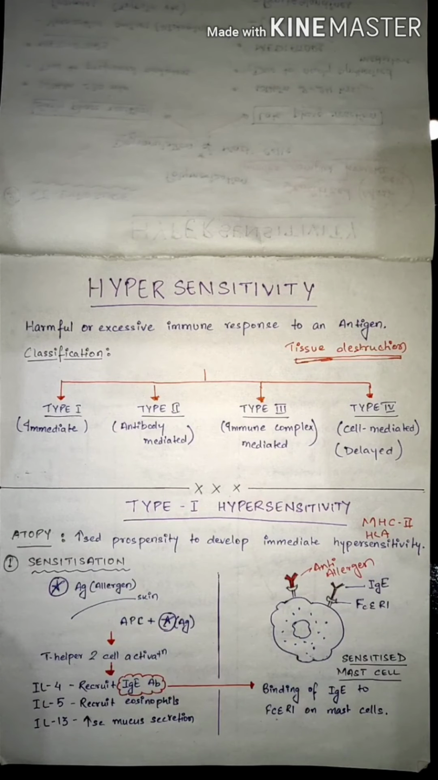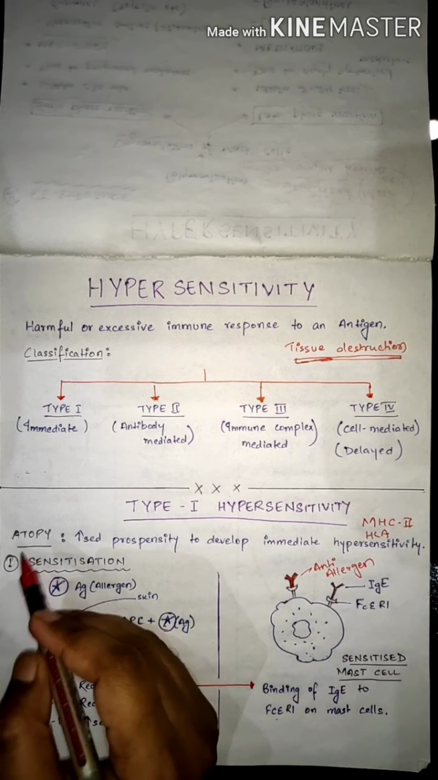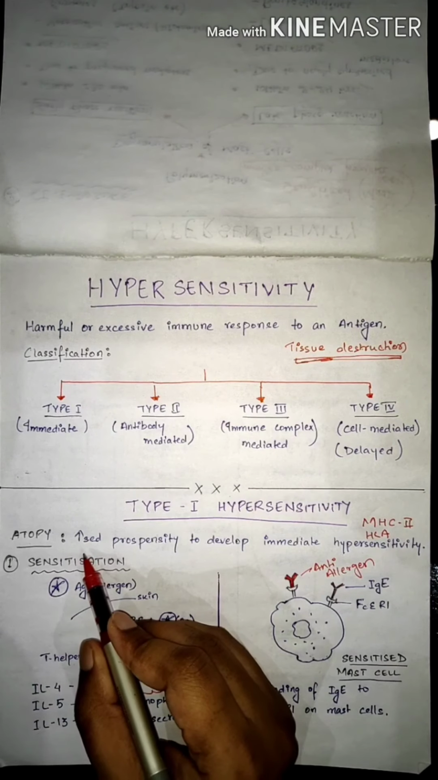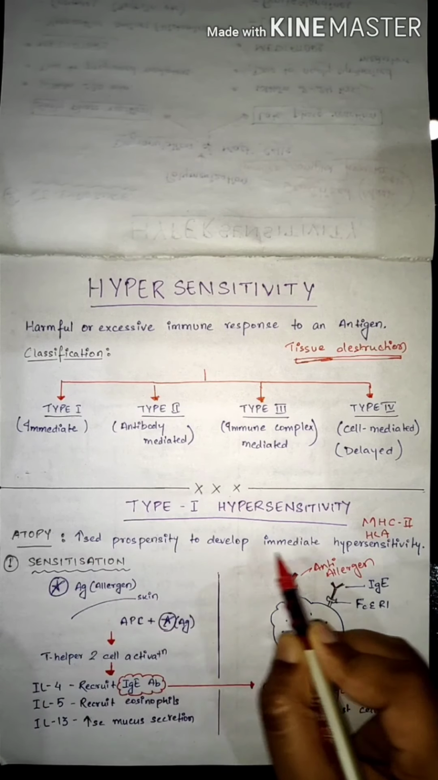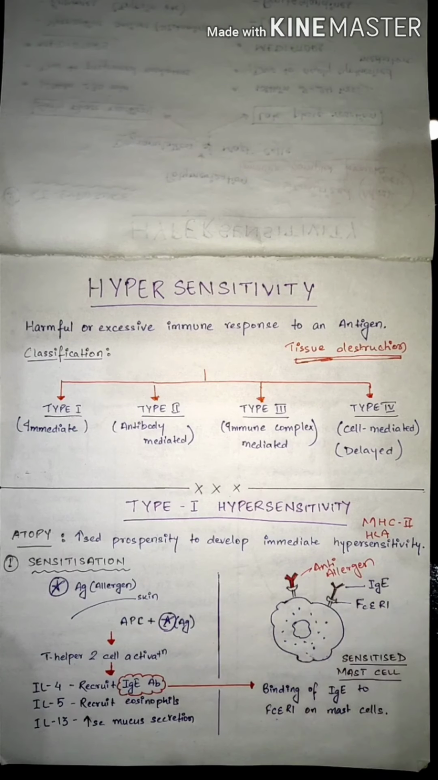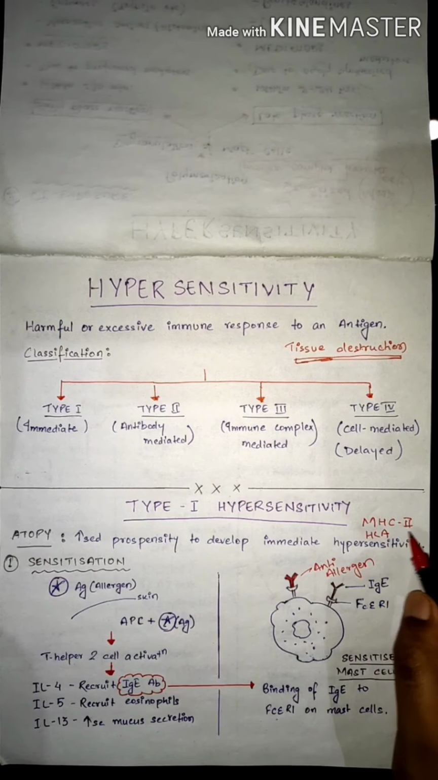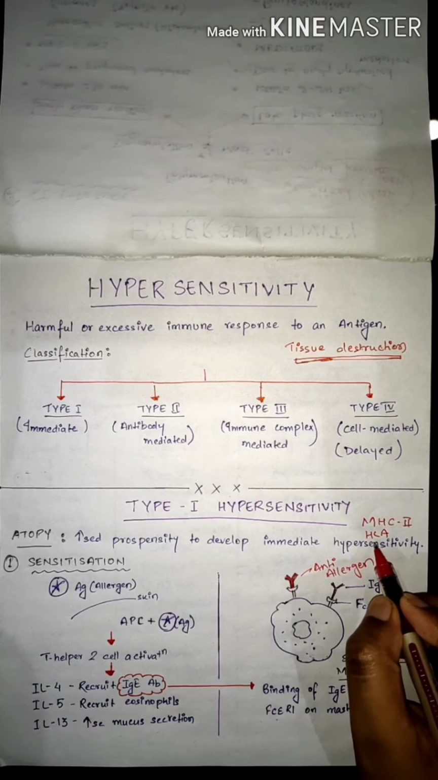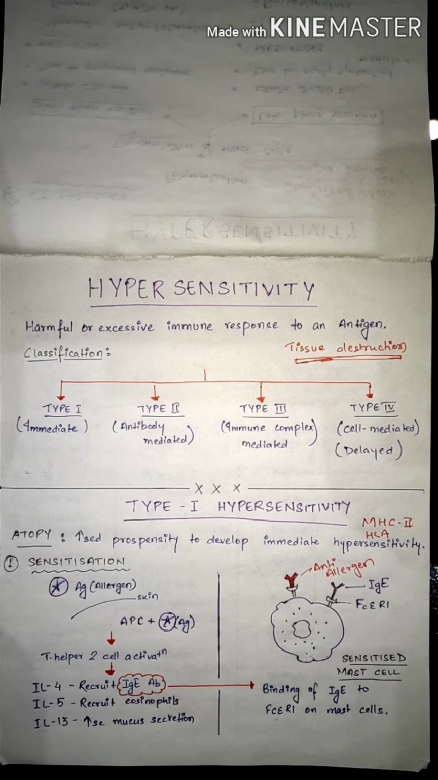Now, type 1 hypersensitivity or immediate hypersensitivity. Before that, what is atopy? Atopy means increased propensity to develop immediate hypersensitivity, meaning some individuals have higher chances of developing type 1 hypersensitivity than the rest of us. So, what are the factors that decide this? One is MHC class 2 molecule and another is HLA gene present on chromosome number 6. So these are the factors responsible for atopy.